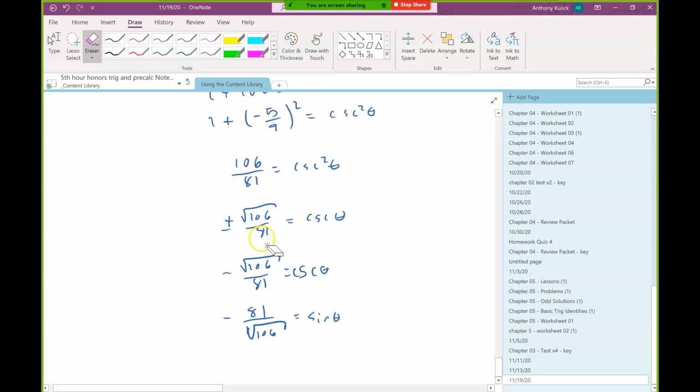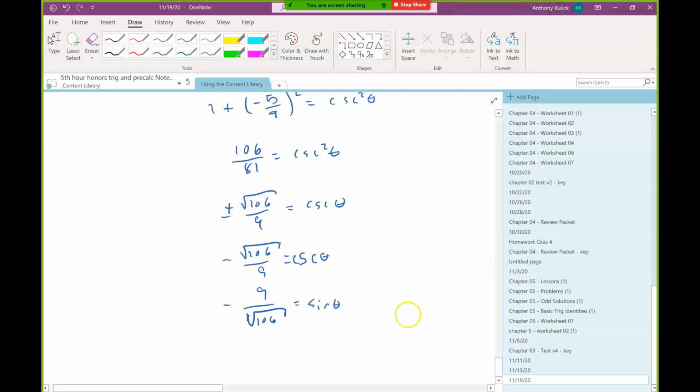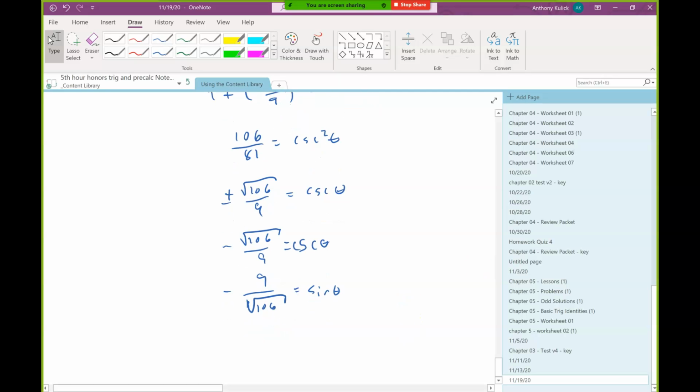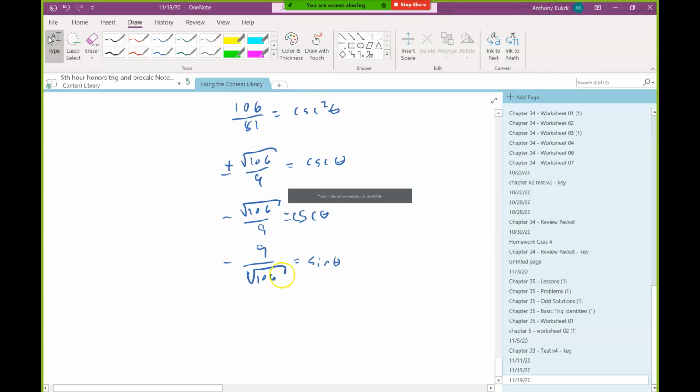Ooh, whoa, wait. These are supposed to be 9s, because I forgot to square root the 81. Okay. So we have this answer.